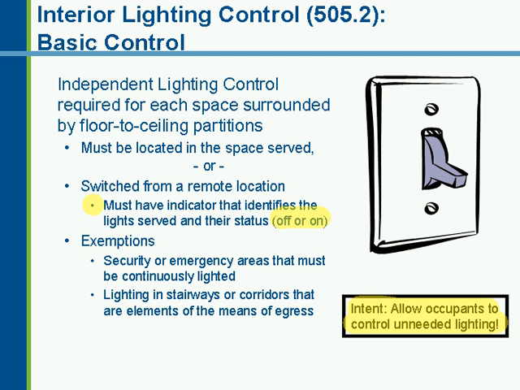There are exemptions to this basic control requirement. If you have security or emergency areas that must be continuously lighted, of course, there's no reason for a control. You don't have to have one. Also, the IECC specifically exempts lighting in stairways or corridors that are elements of the means of egress. So if you identify spaces like that, make that case to the building official, and that would be exempted as well for those particular spaces.